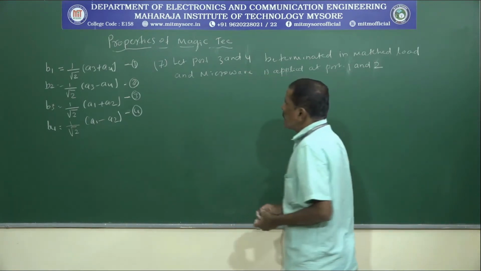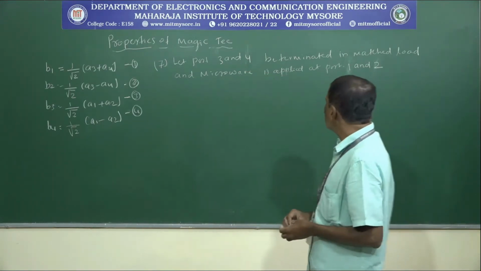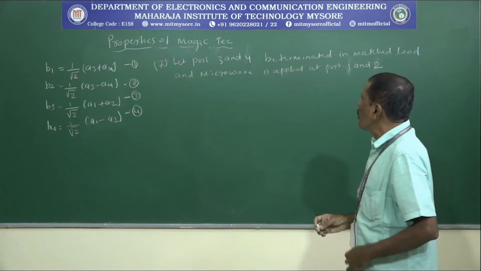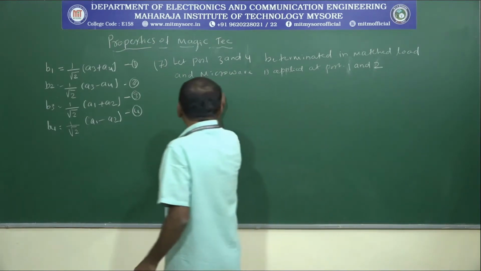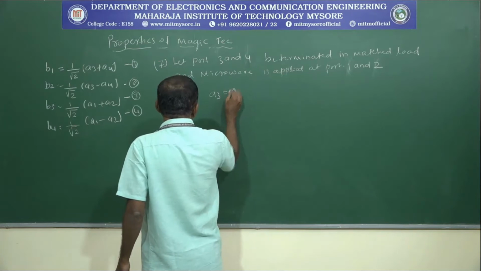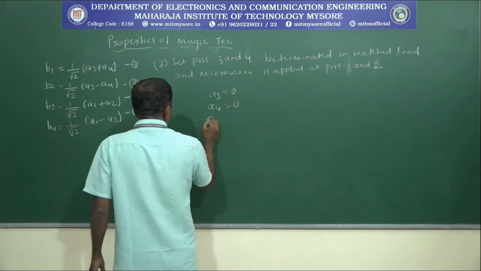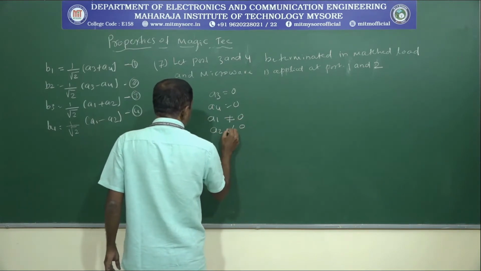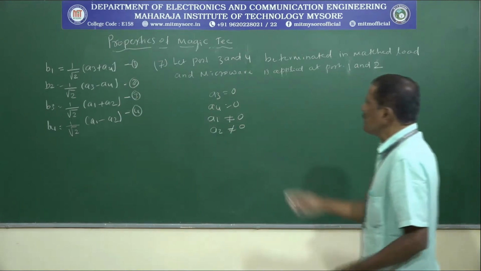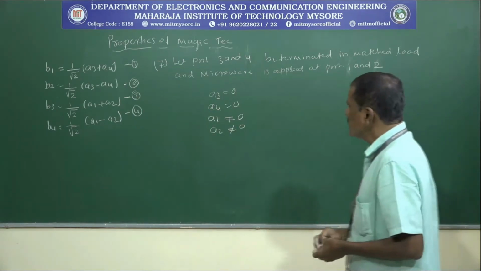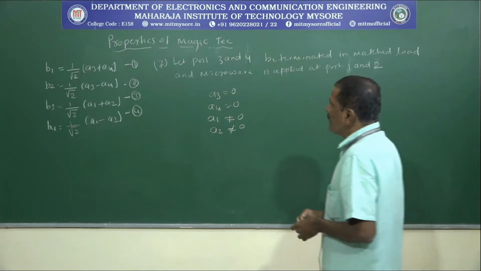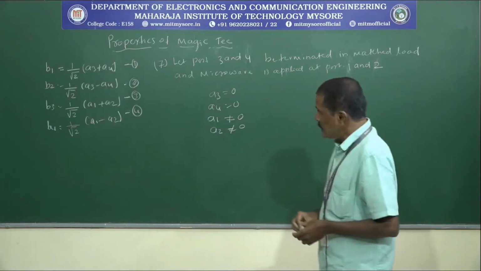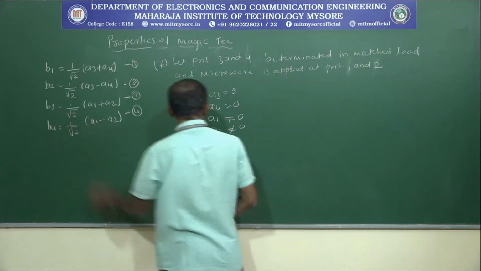Now, let us study property number 7. Let port 3 and 4 be terminated in a matched load and a microwave signal is applied at port 1 and 2. Then with this condition, A3 equal to 0 and A4 equal to 0, and A1 is not equal to 0 and A2 is not equal to 0. Substitute these values in these equations and try to simplify. When A3 equal to 0 and A4 equal to 0, then this equation and this equation are going to be zeros. Then we are left with B3 and B4.